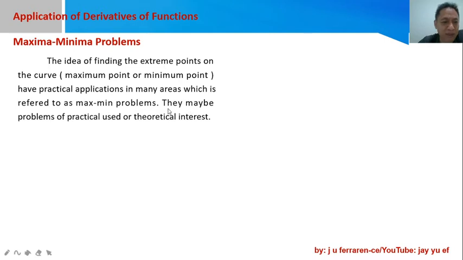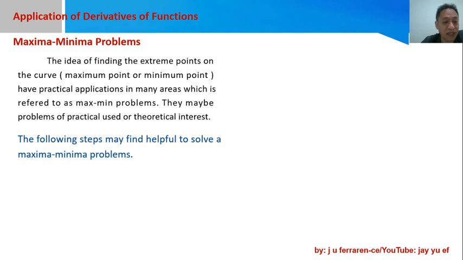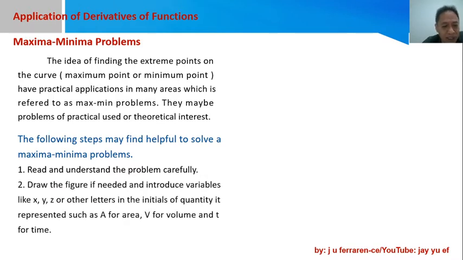These may be problems of practical use or theoretical interest. The following steps may be helpful to solve a maxima minima problem. Right here, we are not given a function for us to differentiate. So, out of the condition of the problem, you have to read and understand the problem carefully. Draw the figure if needed and introduce the variable quantities like x, y, z or other letters, in the initial quantity it represents, such as A for area, V for volume, and T for time.